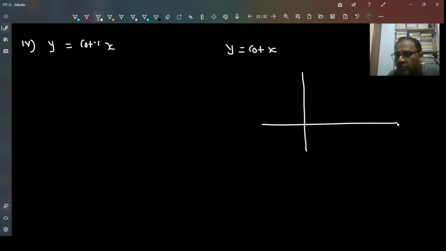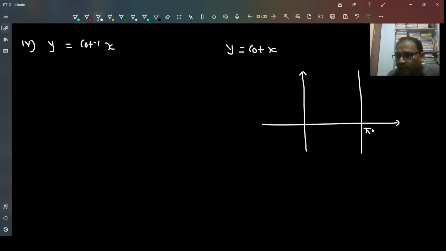This is our fourth function, y is equal to cot inverse x. If I ask you to draw the function y is equal to cot x, in what domain will I draw cot x so that it is a bijective function? Your simple answer will be, sir, 0 to pi.